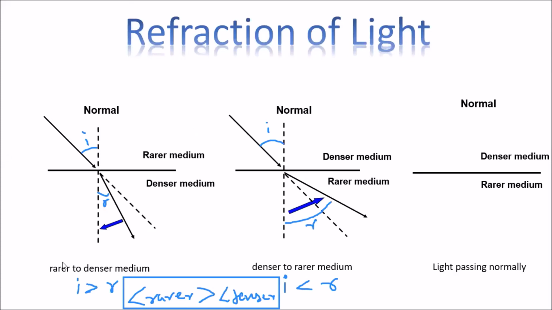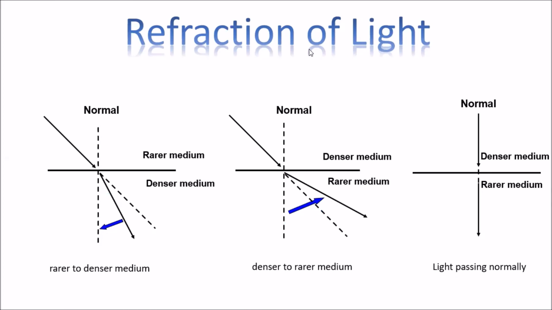Now, what if light goes normally? We have seen in the case of reflection, when light goes normally, the angle of incidence equals the angle of reflection, and there is no change in direction. A similar thing happens here also. In the third case, when light is passing normally, it passes along the same path as the normal. You can see that when light passes normally, it doesn't bend, it goes as it is. In this case, i is equal to r, both equal to 0, and there is no bending. So this is the case of light passing normally. These were the three situations.